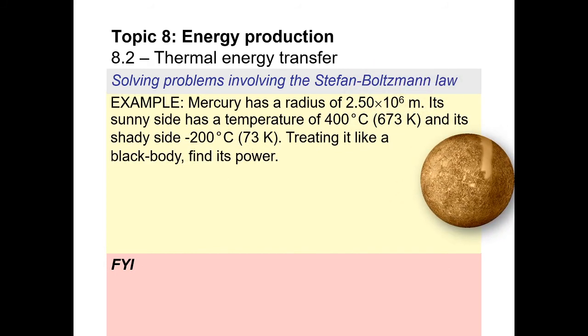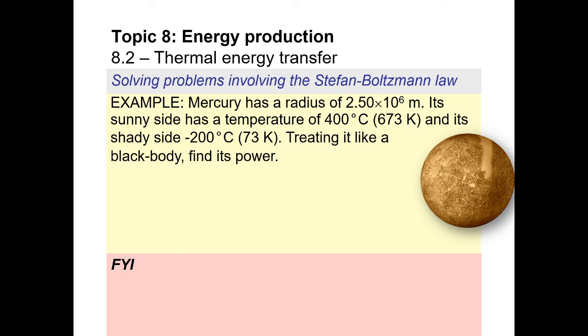Mercury has a radius of 2.50 times 10 to the 6 meters. Its sunny side has a temperature of 400 degrees Celsius or 673 Kelvin, and its shady side is minus 200 degrees Celsius or 73 Kelvin. I just want you to pause there and really let that soak in. If you go out at night here and you find that it's cold, imagine being on Mercury. The difference between the daytime and the nighttime temperature is 600 degrees Celsius. That would be enough to make you, well, feel extremely uncomfortable.